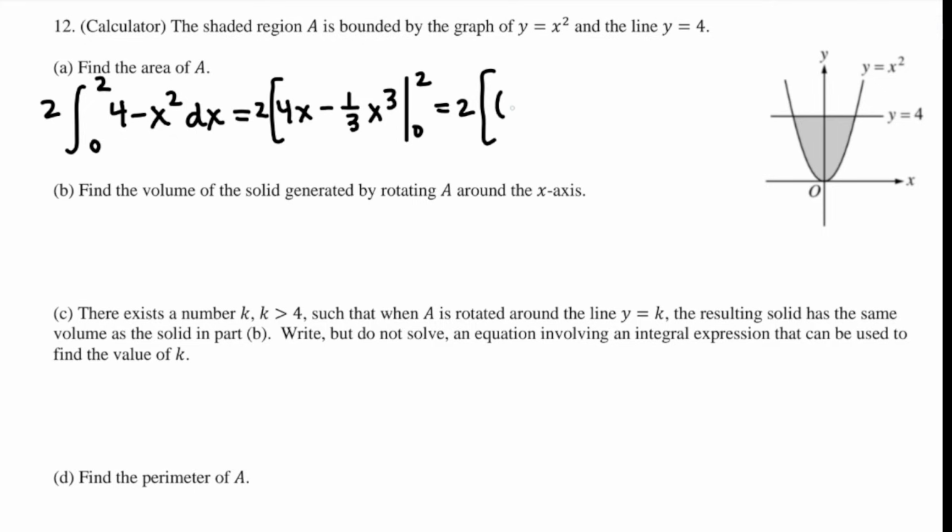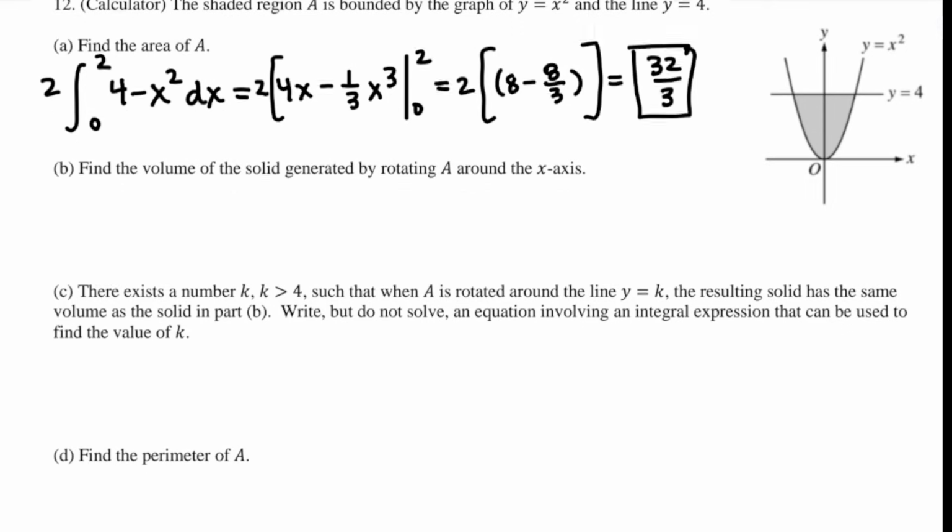So 4 times 2 is 8, minus 1/3 of 2 to the third would be 8/3. When I plug in 0, I'd have 0 minus 0. So let's see, 8 minus 1/3 of 8 is 2/3 of 8, times 2 is 4/3 of 8, 32/3.